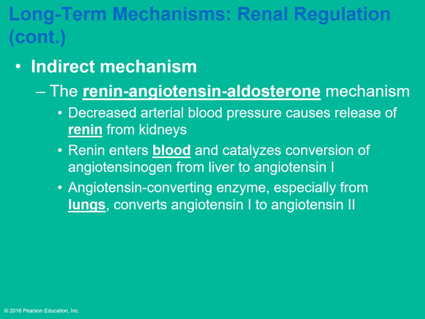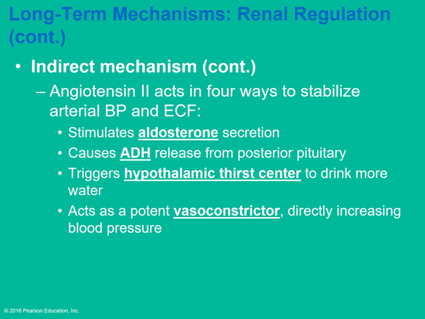So what happens here, when blood pressure is decreased, it causes the release of renin from the kidneys. The renin enters the blood, and it starts this sequence of events converting angiotensinogen that's in the liver to angiotensin 1. And then angiotensin 1 is converted to angiotensin 2 in the lungs, so it's evolving now. Initially, renin from the kidneys, angiotensin 1 from the liver, and then 2 in the lungs.